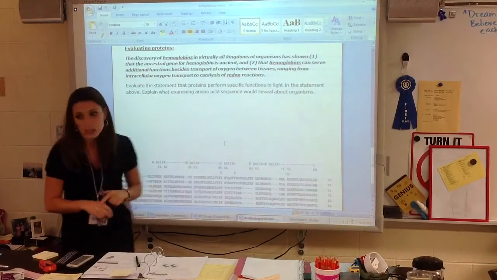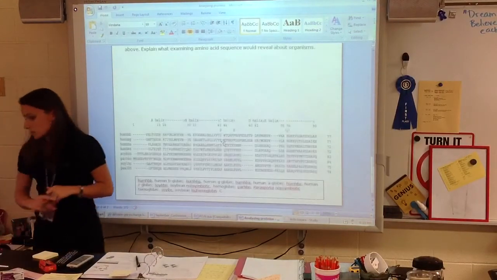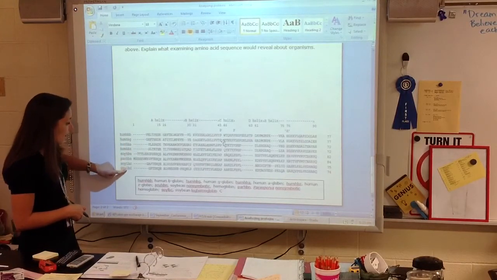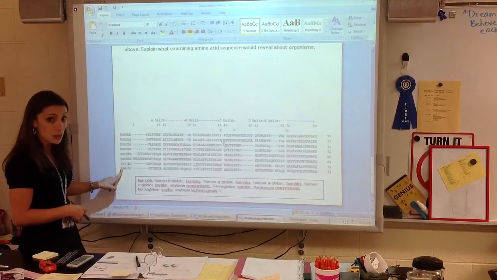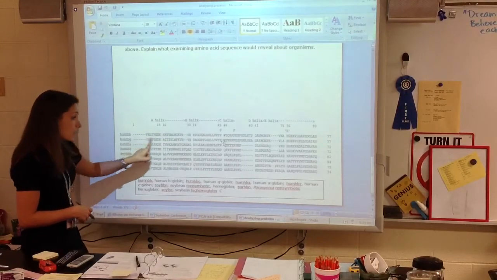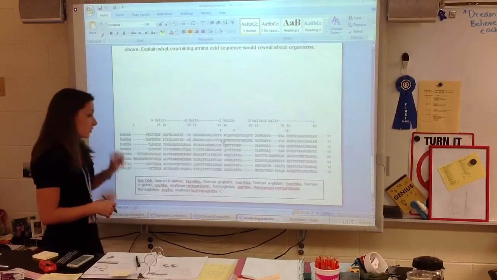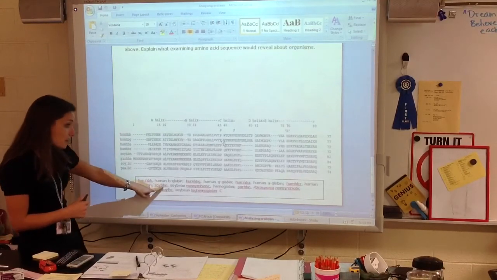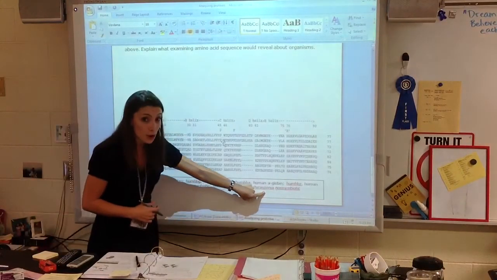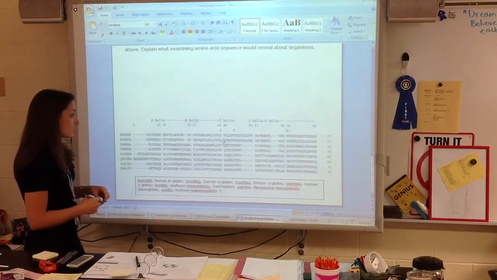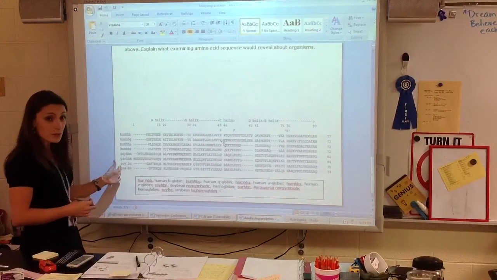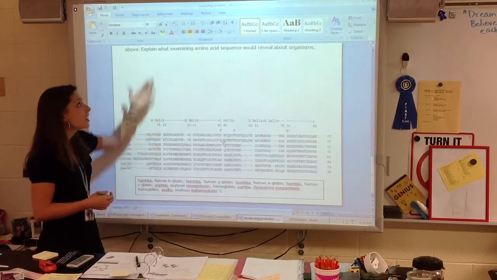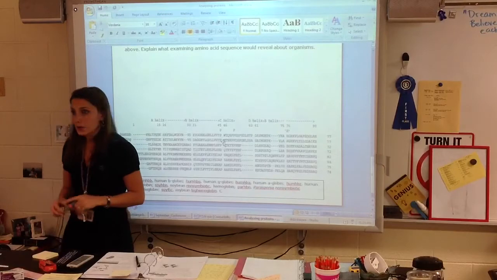If I give you a series of amino acids, that's what this diagram is. We've got 1, 2, 3, 4, 5, 6, 7, 8 different hemoglobin protein amino acid sequences. So if I look at the hemoglobin in a human, in a soybean, and in this protist, this single cell organism, they all have hemoglobin, but how much do they have in common and how much are they different, and what does that tell you about the organism?